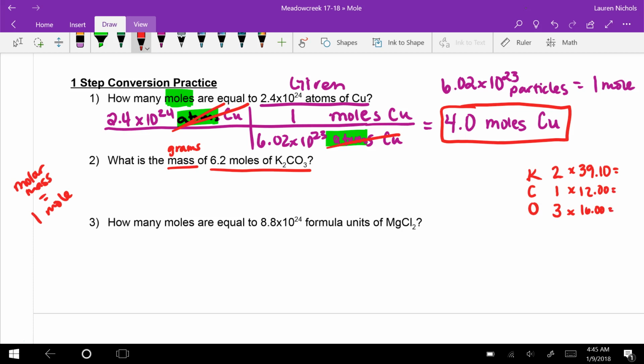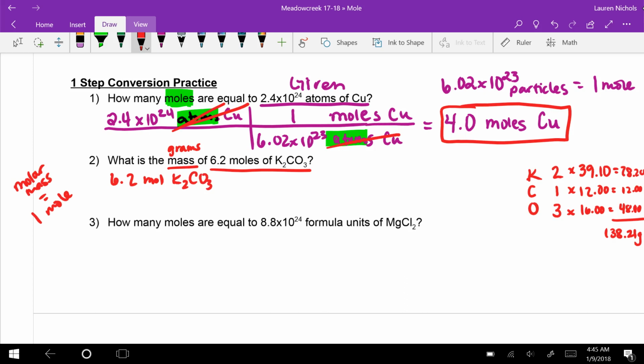So if I multiply through, I'm going to have 78.20, 12.00, and 48.00. And added all together, you'll have 138.21 grams. Okay, so that means 138.21 grams is equal to 1 mole. So we're going to start our conversion chart, our T-chart, with what's given to us, our 6.2 moles of K2CO3.